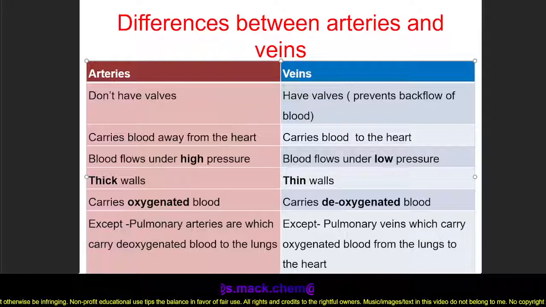However, it remains constant that all arteries carry blood away from the heart, inclusive of the pulmonary arteries. It's just that arteries carry oxygenated blood except for the pulmonary arteries, and these are the arteries associated with the heart. We also say veins carry blood to the heart. This is inclusive of pulmonary veins. However, veins carry deoxygenated blood except for pulmonary veins which carry oxygenated blood.